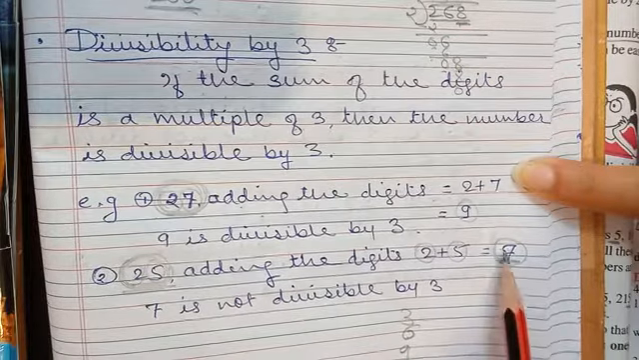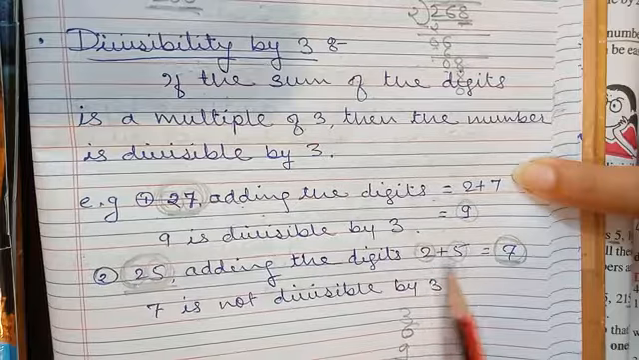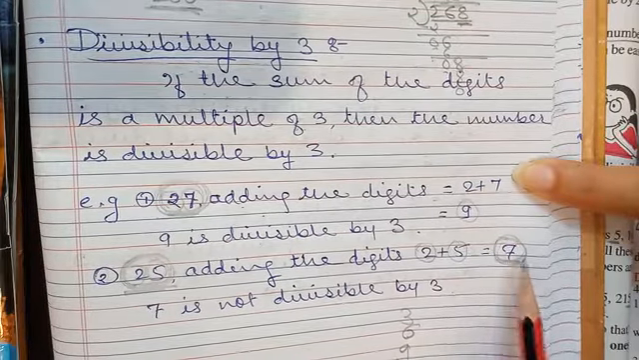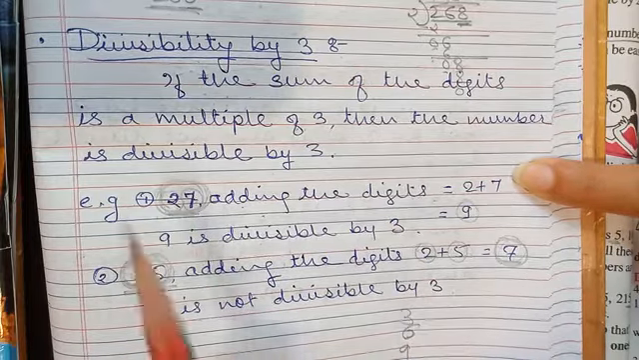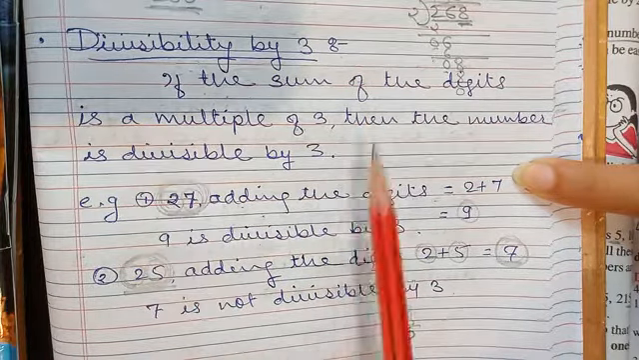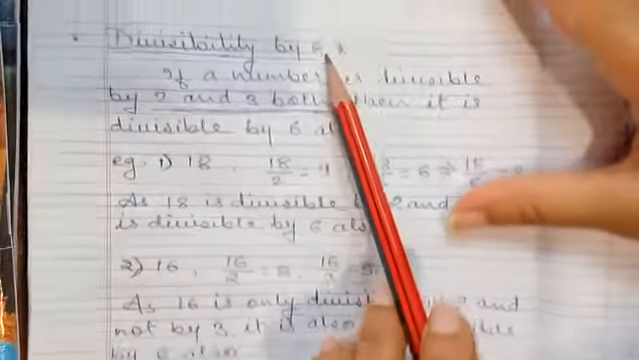In 25, adding the digits of the number we get 7, which is not divisible by 3. So this is the divisibility by 3. Hopefully you have understood this also. Now we'll move further and see the divisibility by 6.